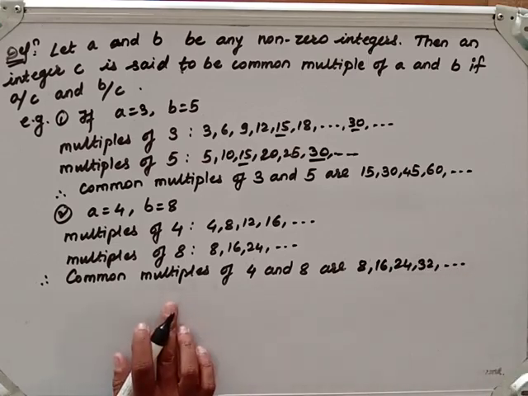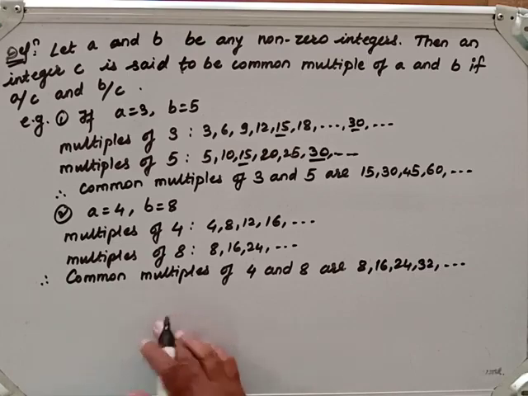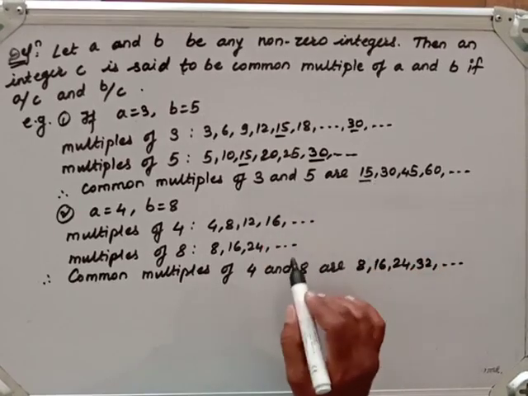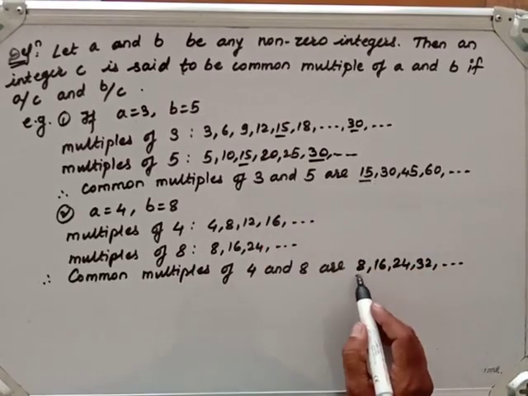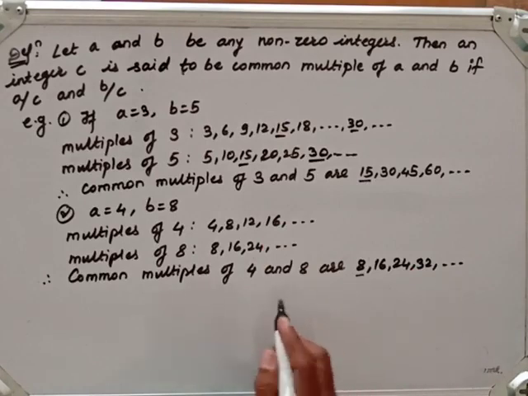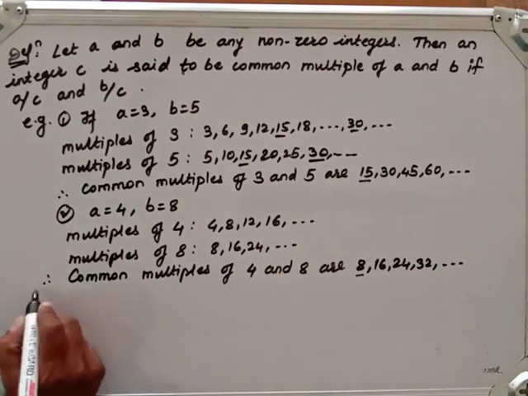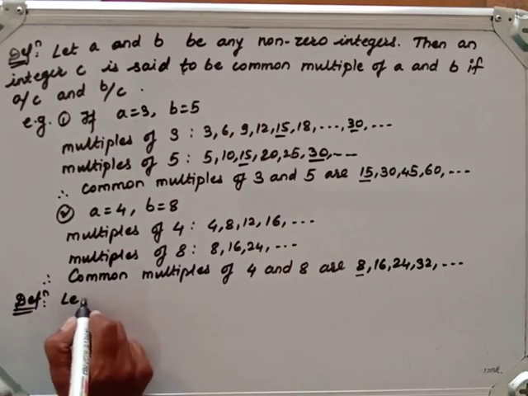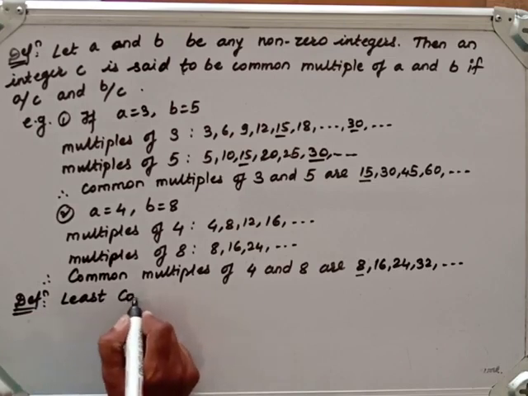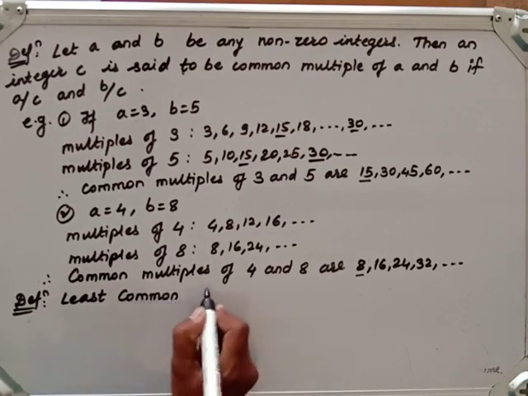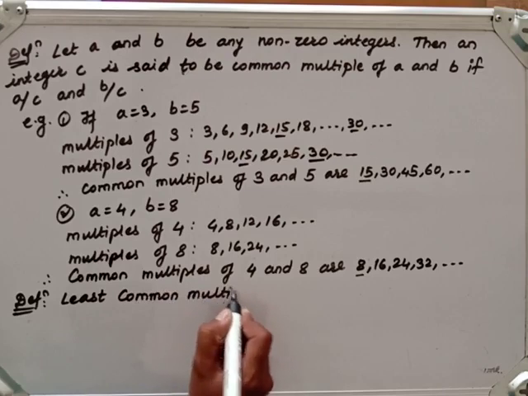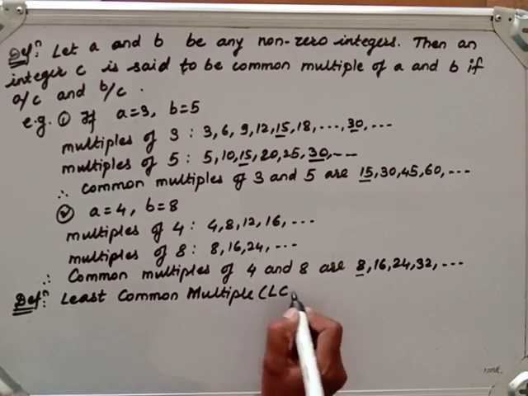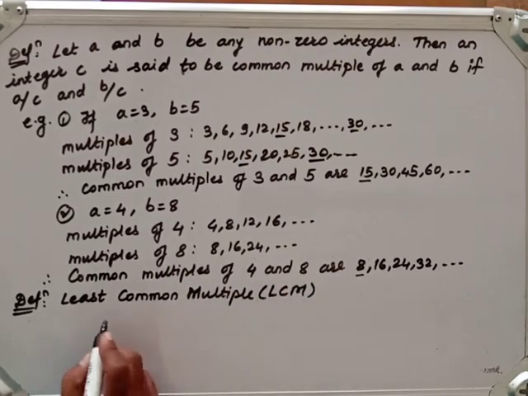Now as such we can determine the common multiples. What is the least among these? The least common multiple of 3 and 5 is 15. Similarly the least common multiple of 4 and 8 is 8. Fine. So let us see the definition of least common multiple, the next definition, that is LCM.